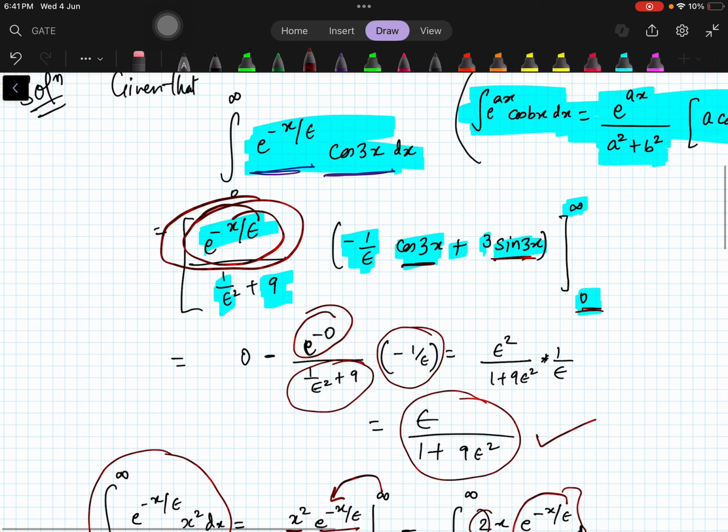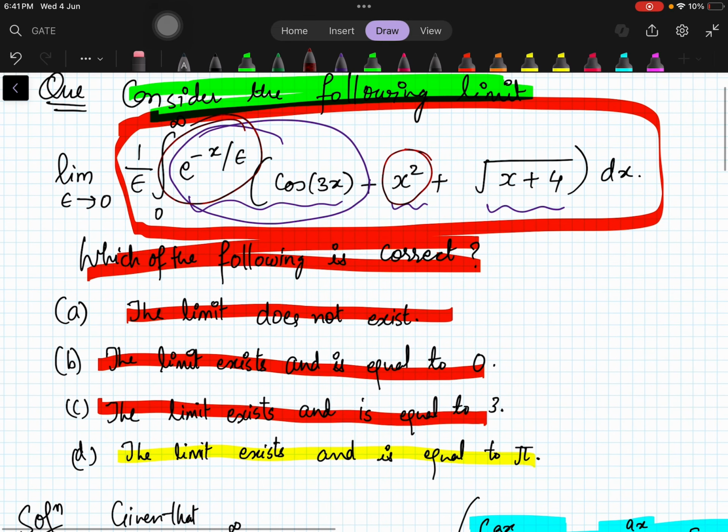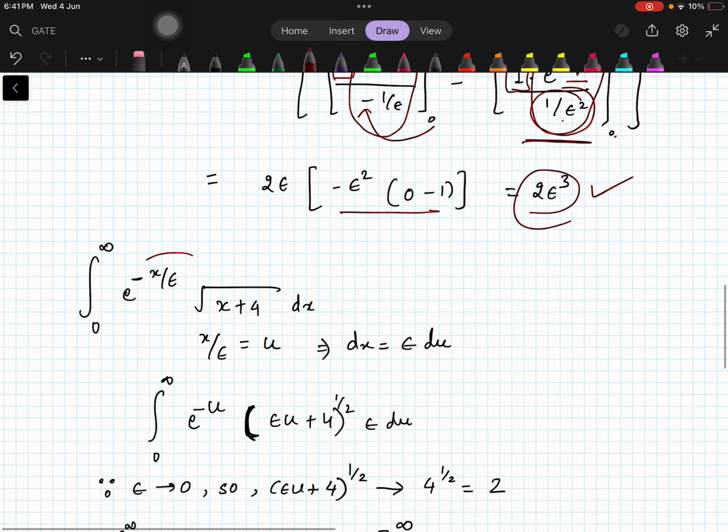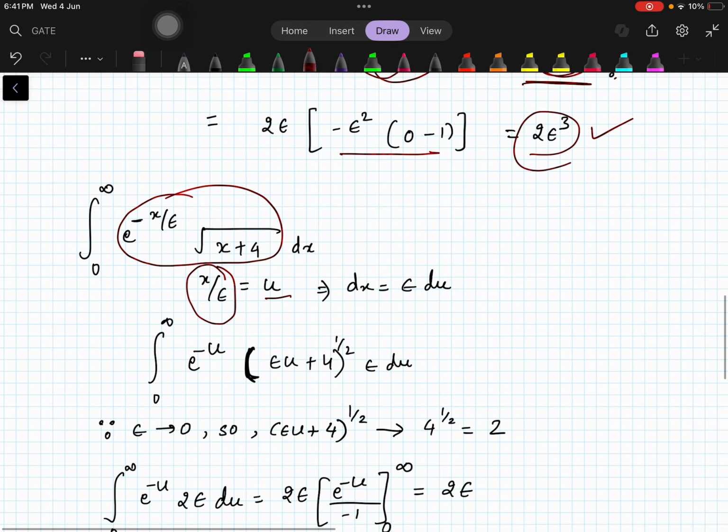Now if you look at the third part of the integrand, that is e raised to power minus x by epsilon into square root of x plus 4. So you have this thing here, right. Here you have to do a substitution. What I am doing is putting x upon epsilon as u.